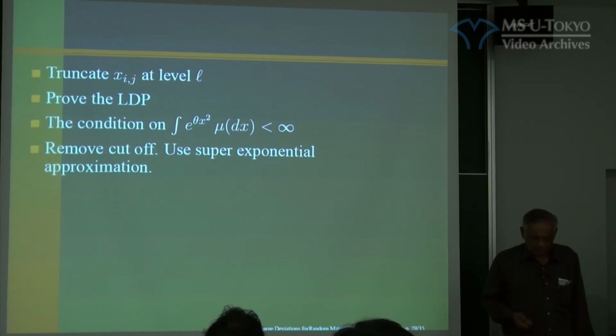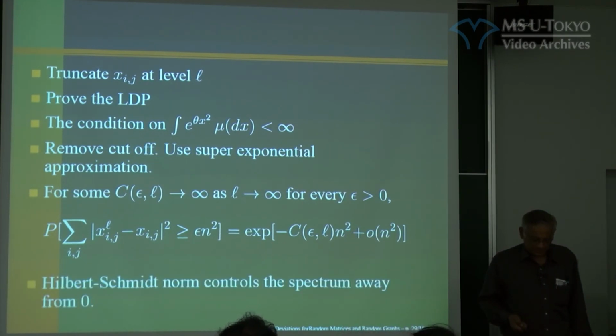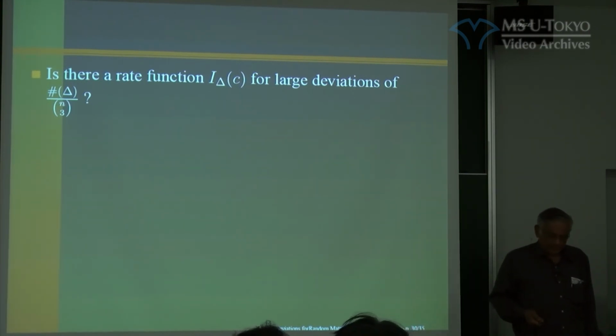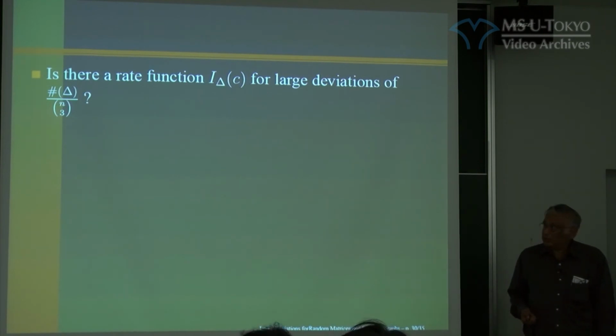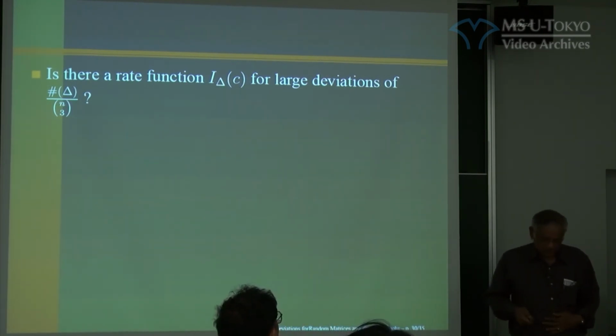Then you remove the cutoff, and then you do some standard things that you do in large deviation theory. Okay, let us go back now to random graphs. So, in the random graph, what you are interested in is, how do you compute the rate function for these things?